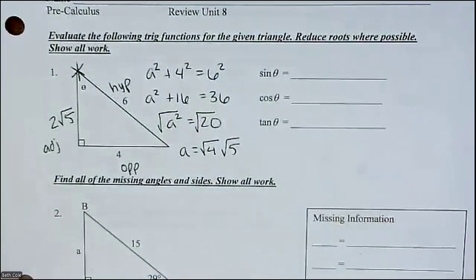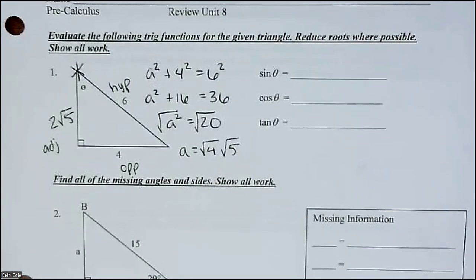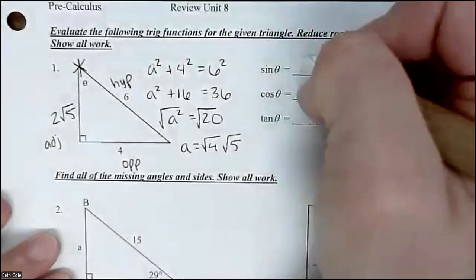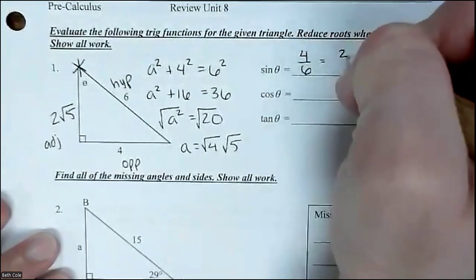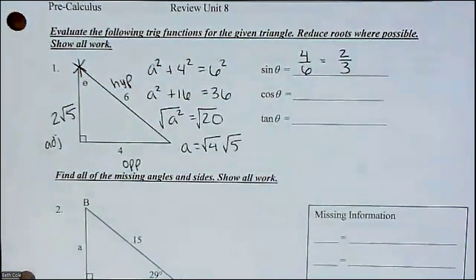Okay. So then how do you get sine? Sine is what over what? You will have to have it memorized by next time. Yeah, good. So 4 over 6, and that reduces to 2/3. You do have to reduce and rationalize, which rationalize means you can't have a root in the denominator.